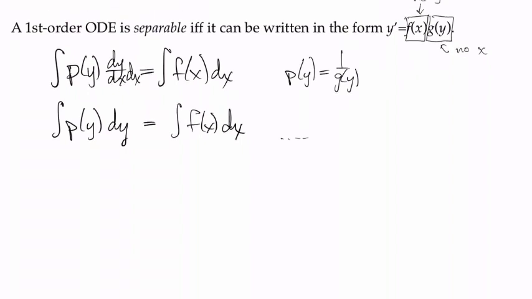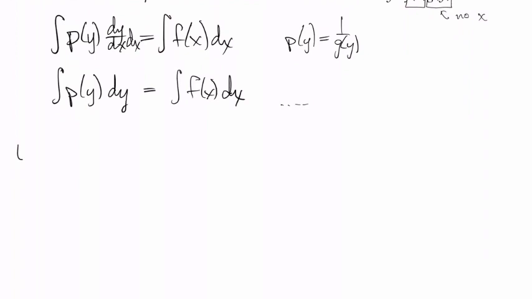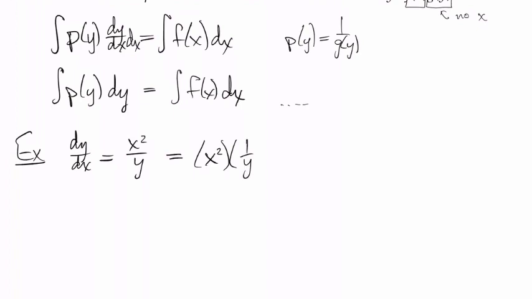So let's look at a particular example. Suppose I have dy dx equals x squared over y. So this is of the form function of x alone times a function of y alone. So there's my f and g. And so I can multiply the y across and we get y dy equals, and I can multiply the dx across and get x squared dx.